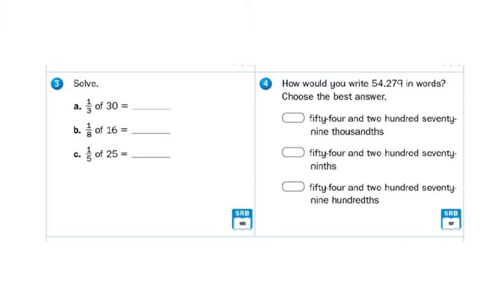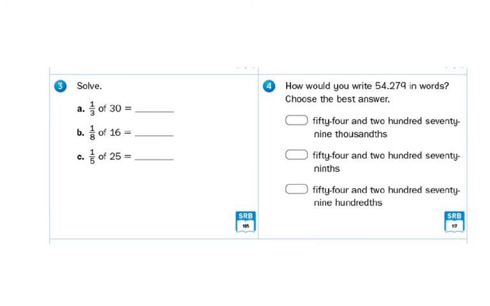Number 3, 1/3 of 30. 3 times what gives me 30? 10. 1/8 of 16. 8 times what gives me 16? 2, and there's one group of 2. And of means to multiply, so 5 times what gives me 25? 5 with one group of 5.